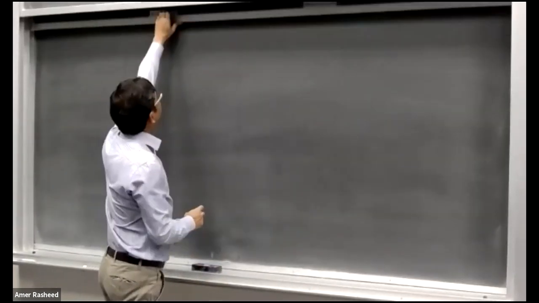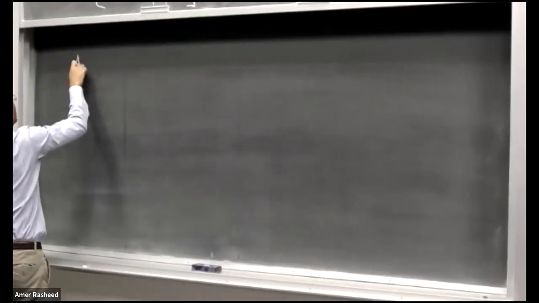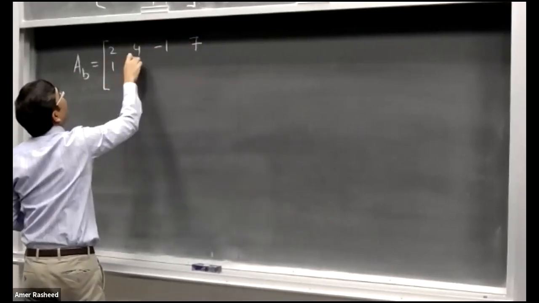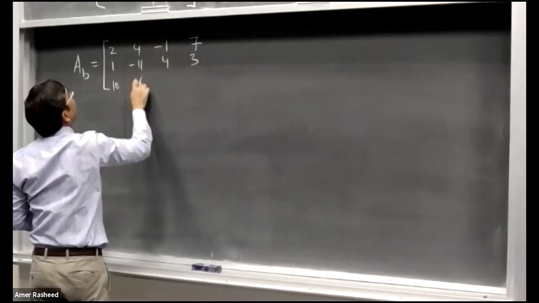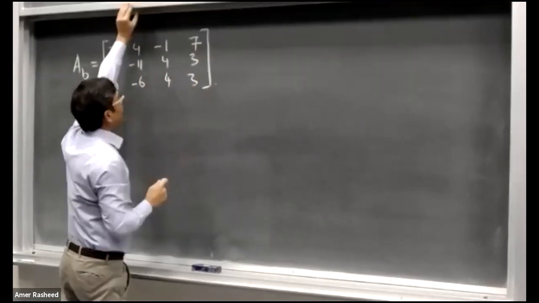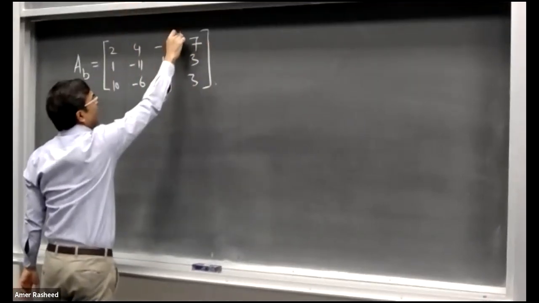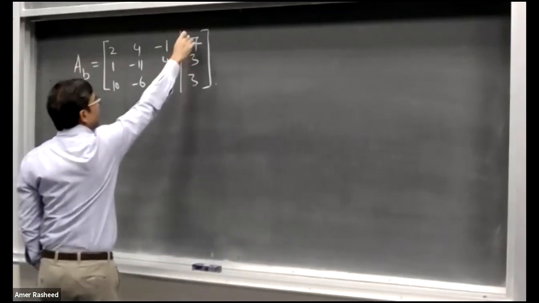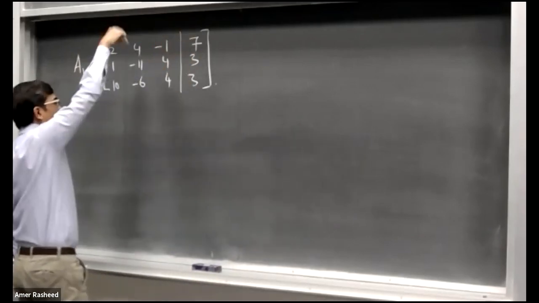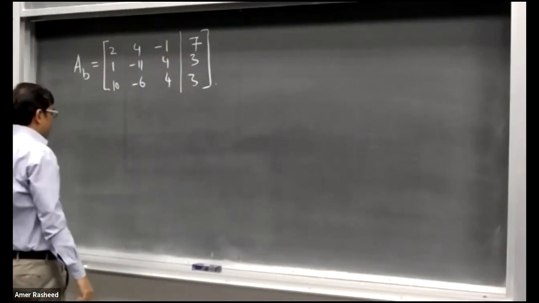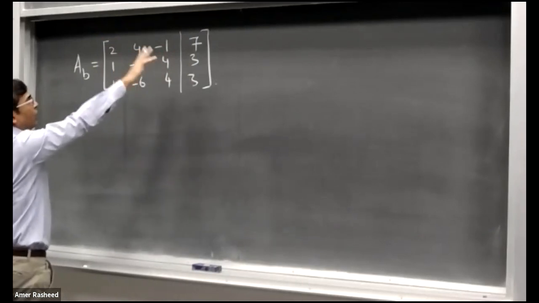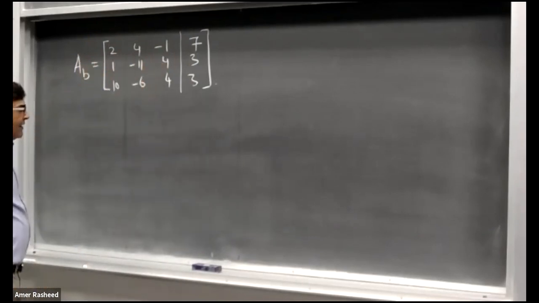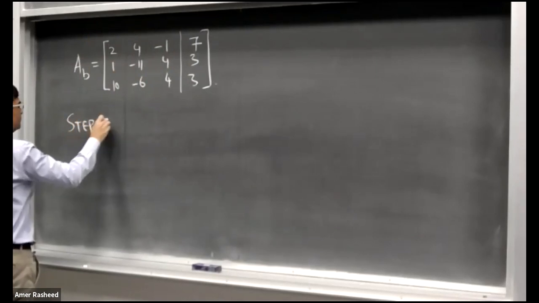Now, what was the matrix? The augmented matrix corresponding to the given linear system is 2, 4, -1, 7, 1, -11, 4, 3, 10, -6, 4, 3. Okay? This is your augmented matrix. In some books they draw a line here; in some books you may not draw the line, it doesn't matter. But you know that this rightmost column is the right hand side of that linear system. Okay. Now, what do we have to do? We are going to use those operations in order to solve this linear system. Step 1. How to solve?